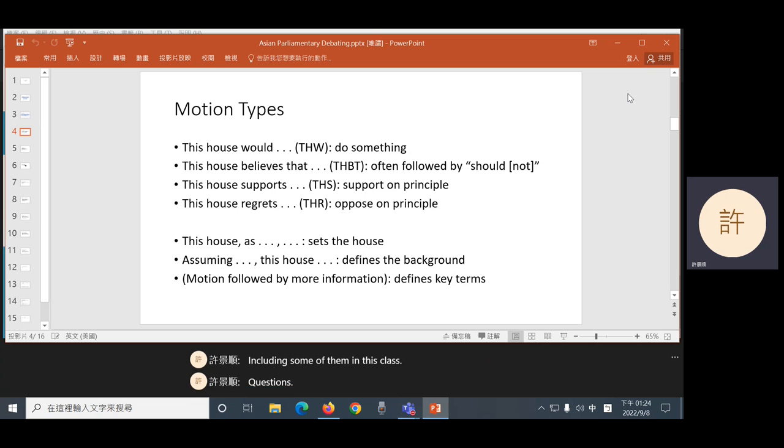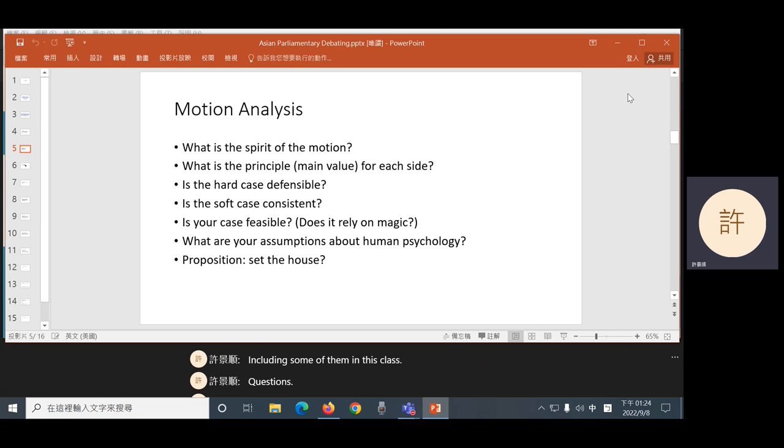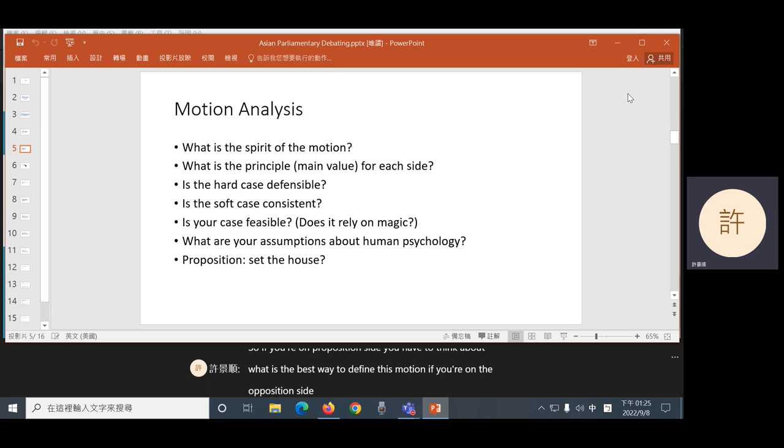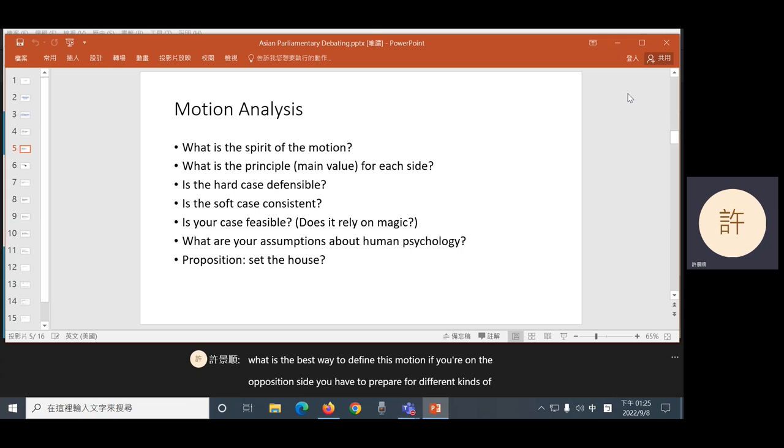Questions? Okay. So when you first see a motion, how do you prepare? In parliamentary debate, as I mentioned, AP debate, you only have 30 minutes. And if there's any ambiguity in the motion, if there are things that are unclear that may have more than one definition, the government side, the proposition side, gets to define every word in the motion. So if you're on the proposition side, you have to think about what is the best way to define this motion. If you're on the opposition side, you have to prepare for different kinds of definitions.